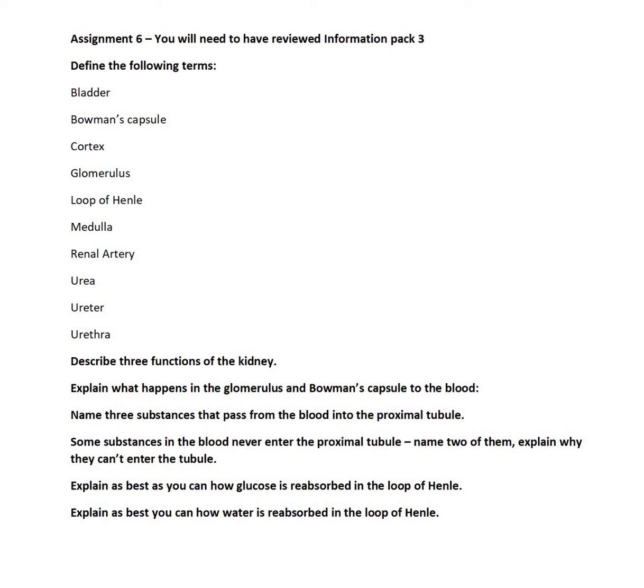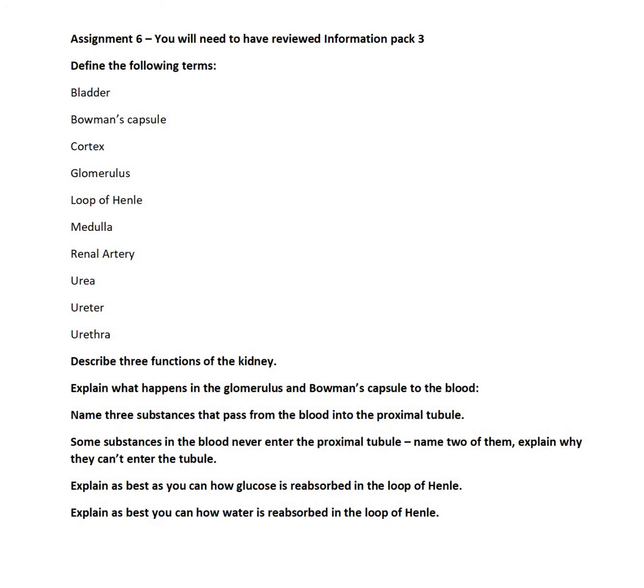Some substances in the blood never enter the proximal convoluted tubule. Well, never. Shouldn't. If you're healthy and everything's going according to plan, they never should. If they do, go see a doctor. But I'll name 2 of them, specifically red blood cells and protein molecules. Now, explain why they can't enter the tubule. They're too large. They're too large to pass through the filters in the glomerulus and to enter the proximal convoluted tubule.